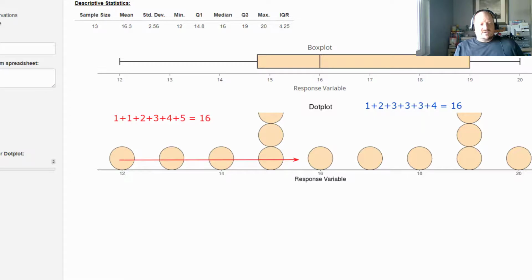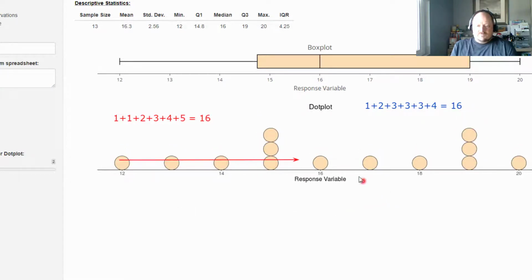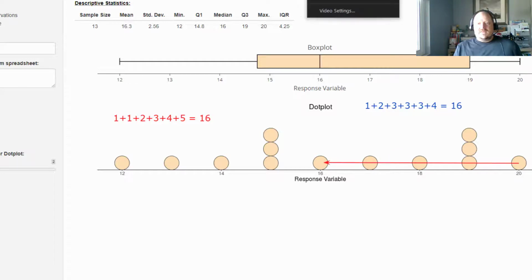I might want to shrink this dot size down just a little bit more so they can fit on the screen. There we go. But by moving a point 4 units up, I could also move another point 1, 2, 3, 4 units down, and that once again will balance everything out.